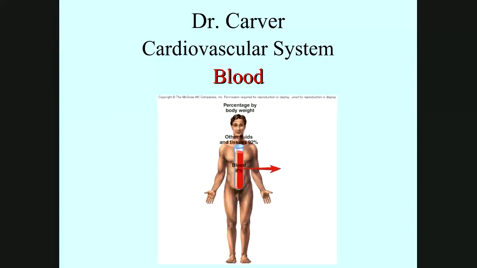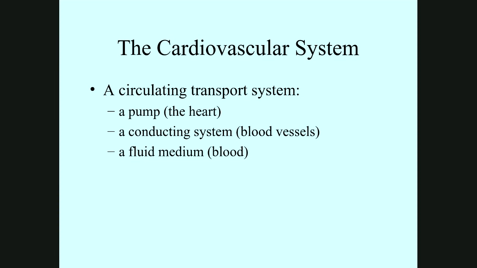Today we are going to talk about one of the cardiovascular system parts, which is the blood. So let's get started. What is the cardiovascular system? It's a circulating transport system that has, of course, the heart, that we are going to see later on in another lecture, the conduction system, which are the blood vessels, and then the one that we are going to talk about today, the fluid medium, blood.